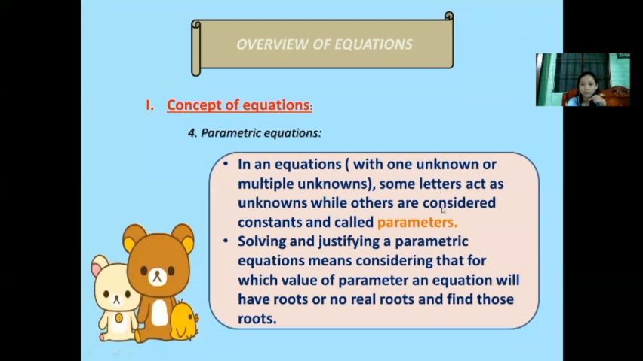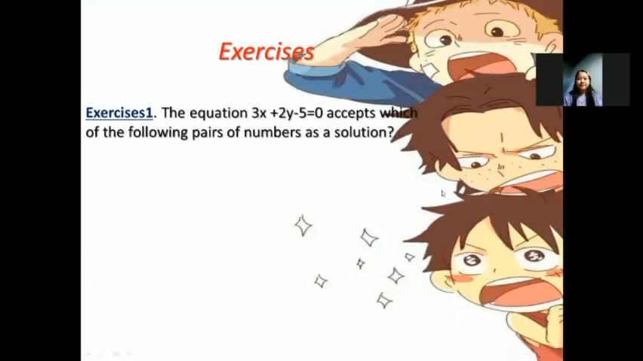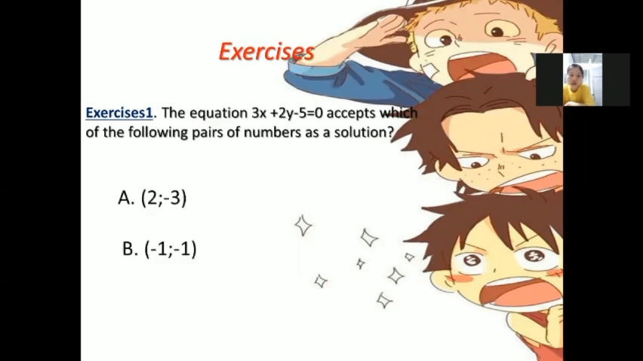In summary, I will summarize my presentation with the following exercise. Exercise 1. The equation 3x + 2y - 5 = 0 has which of the following pairs of numbers as a solution? A, B, C, or D. Which will you choose? I invite Quang Trần. I choose D. That's right.